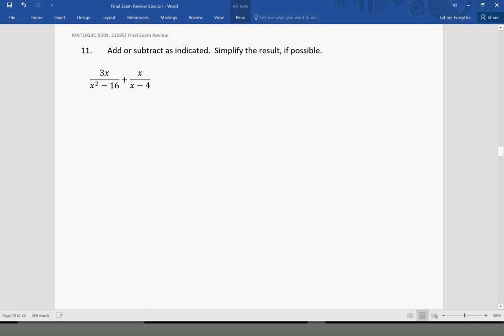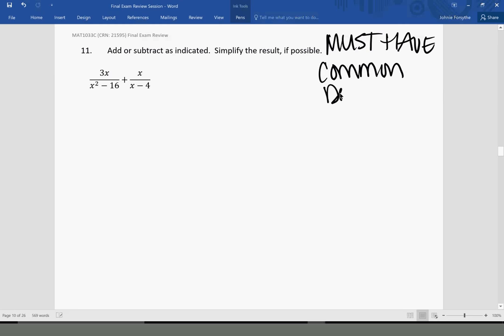All right, so add or subtract as indicated. So we're adding rationals. So in order to add rational expressions, fractions, you must have the same or common denominators. We don't right now. The first denominator is x squared minus 16, and the other one is x minus 4. But what you want to do is identify your factors so you can figure out your least common multiple, which will be your least common denominator.